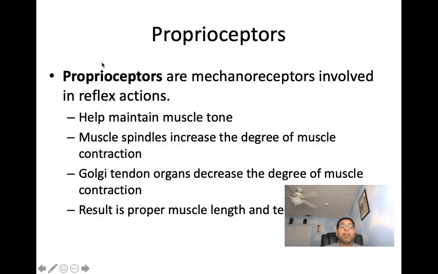First, let's check out our proprioceptors. Our proprioceptors are going to be mechanoreceptors that are involved in reflex actions. They're going to help maintain muscle tone. So here we can see two types, our muscle spindles. Our muscle spindles are going to increase the degree of muscle contraction, while our Golgi tendon organs decrease the degree of muscle contraction. And this is going to result in proper muscle length and tension, basically proper muscle tone.